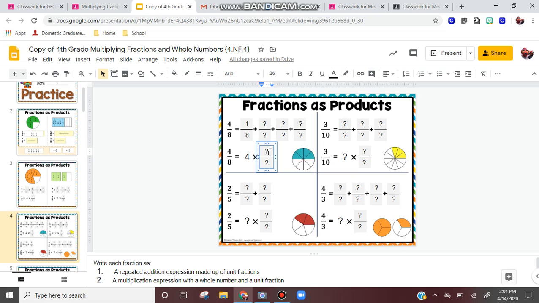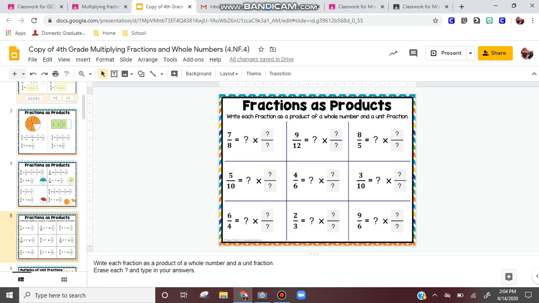Make sure my cursor is there. There it is. 4 times 1/8. Okay? So that's what you're going to do on all these slides here. I think it's pretty similar throughout the whole thing. So now it doesn't have a repeated addition.